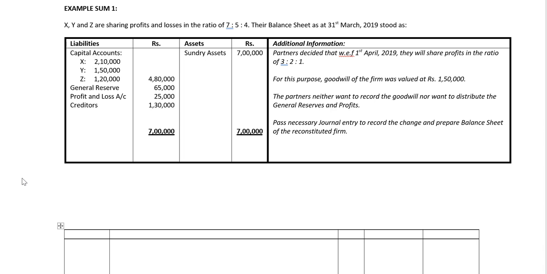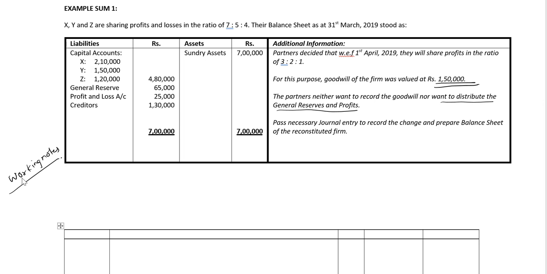So let's begin with the solution. We'll start with the working notes. Now if you see here, it says that the goodwill of the firm was valued at Rs 1,50,000. Now the journal entry for this is gaining partners capital account to sacrificing partners capital account. And here it says that the partners do not want to distribute the general reserves and profits. So we need to do method 2 in treatment of reserves and accumulated profits and losses, which is to ascertain the net effect, and if it's positive we'll do gaining to sacrificing, and if it's negative net effect we will do sacrificing partners capital account to gaining partners capital account.